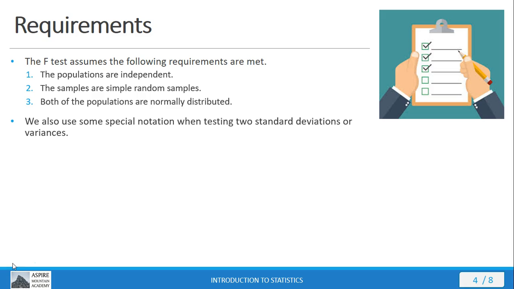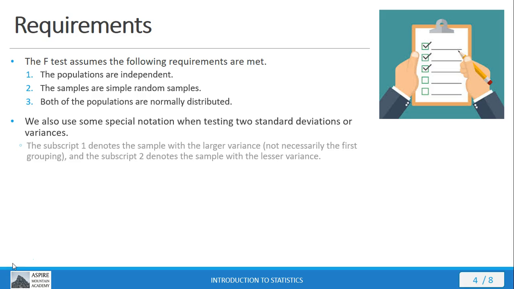We also use some special notation when testing two standard deviations or variances. So as we've seen before, subscript 1 is going to denote one sample, subscript 2 is going to denote second sample. But whereas before we were saying, okay, whichever sample is listed first is going to be sample 1, here sample 1 is going to be the one with the larger variance. So it may not necessarily be the one that's mentioned or listed first. It's the one with the larger variance. There's a reason for that we'll get into shortly.